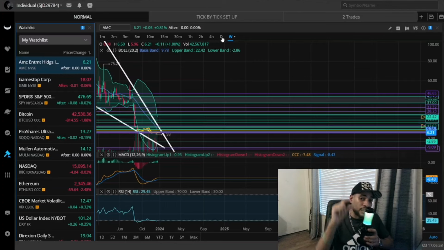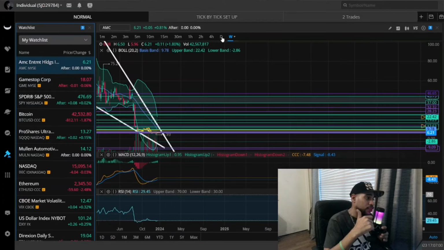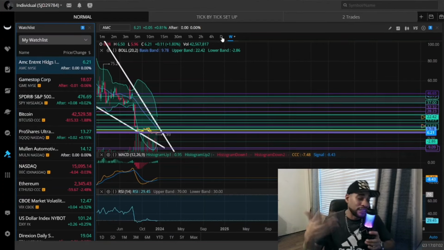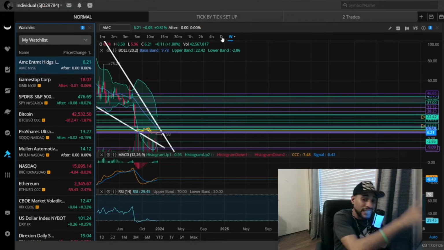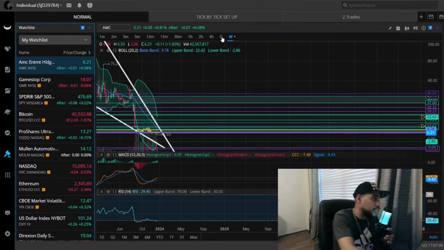You can see that the RSI is starting to constrict, and we're getting bullish divergences, and it's showing bullish momentum building underneath. I think something exciting is coming for AMC, and it is going to start a reversal.